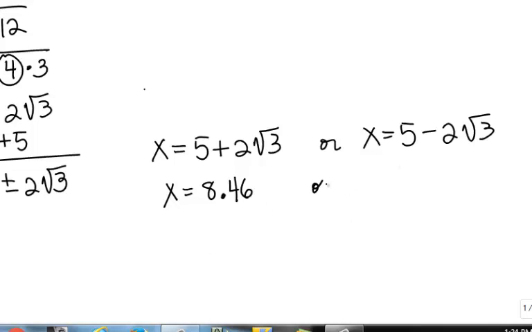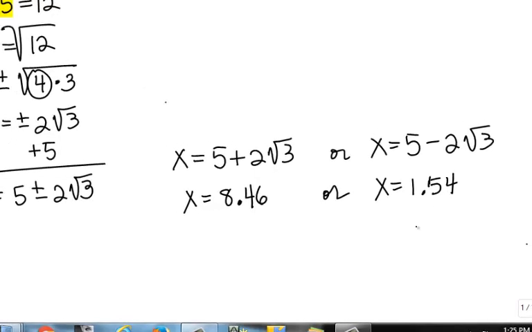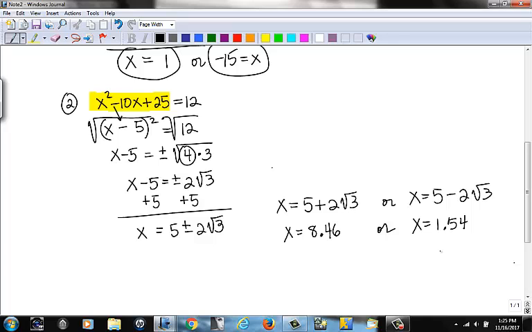Okay. And then if you don't want to type in the whole thing, you could just do second function entry and then go back in and change that plus sign to a minus sign. So you'd have 5 minus 2 radical 3. And if they said nearest hundredth, 1.54, right?